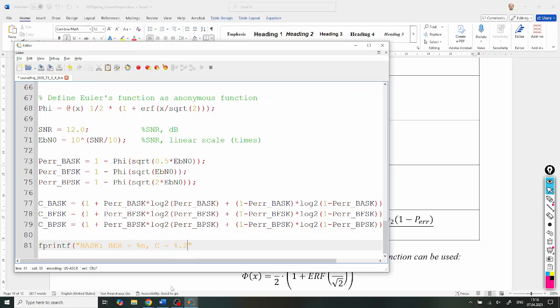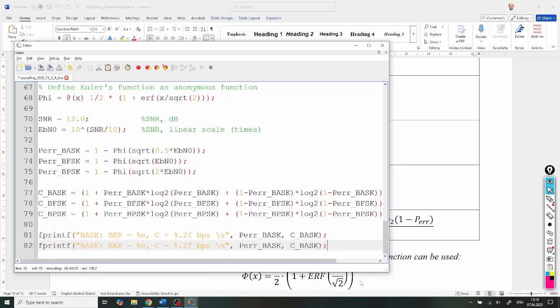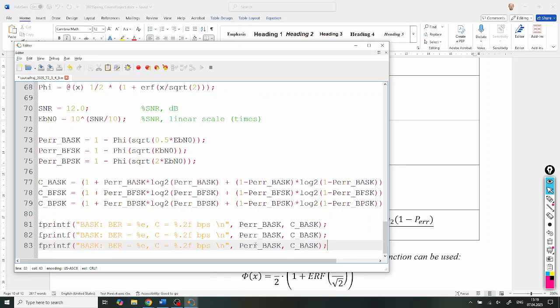Now going to F, bits per second, new line, that will be PE BASK, C BASK, and the same stuff for all the others, so that we can actually compare. FSK, PSK. Sorry, PSK here.